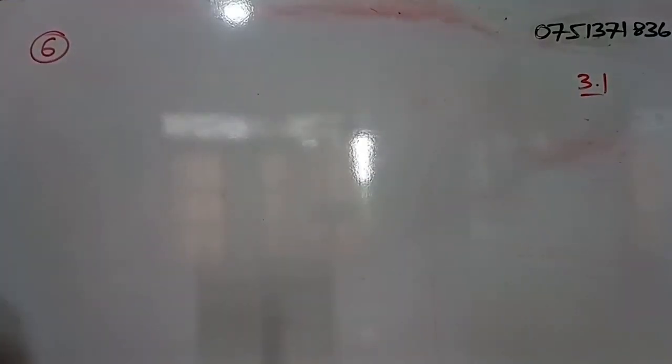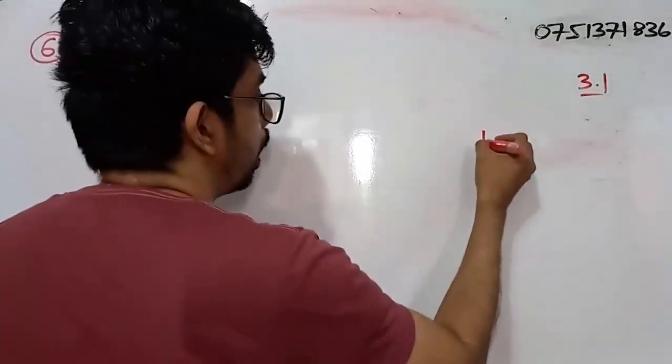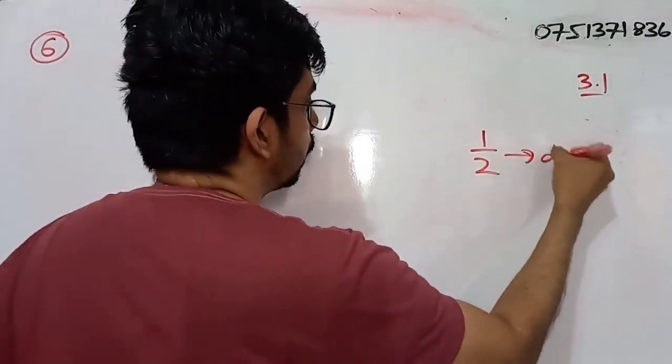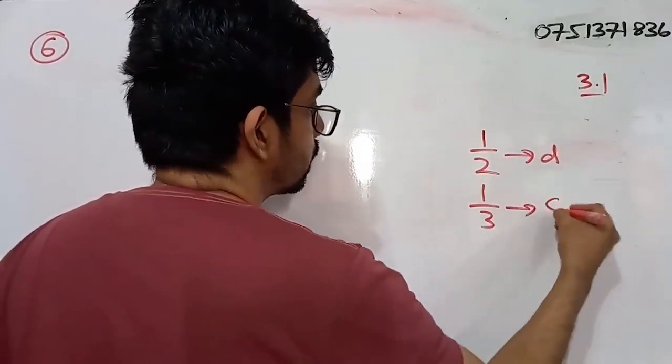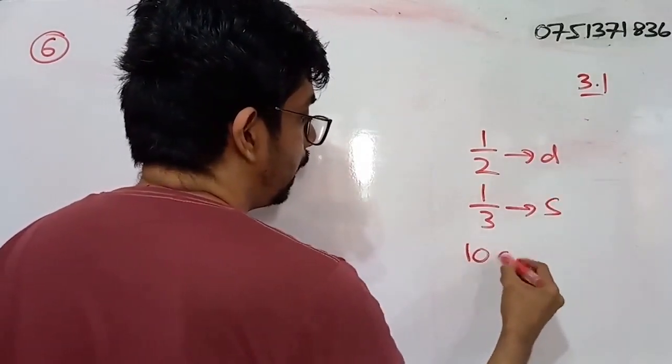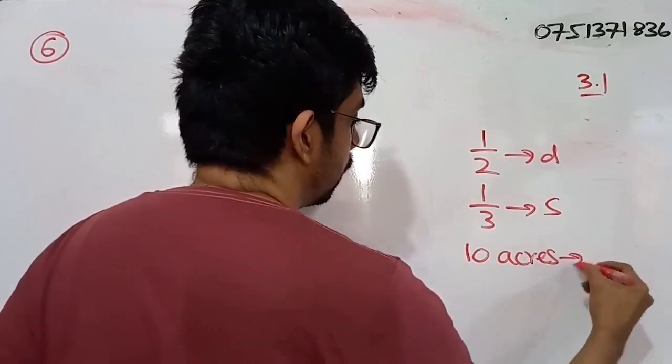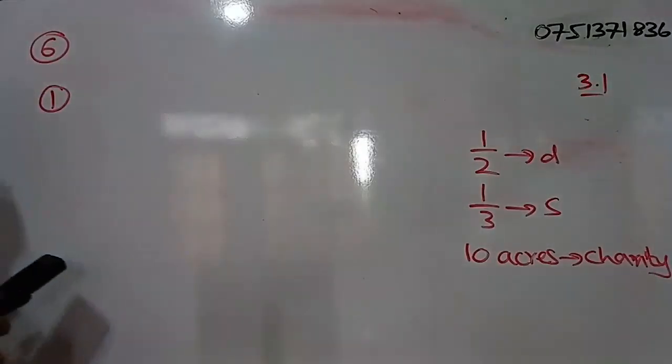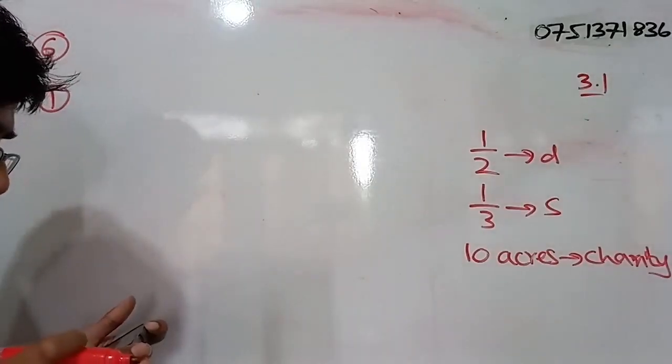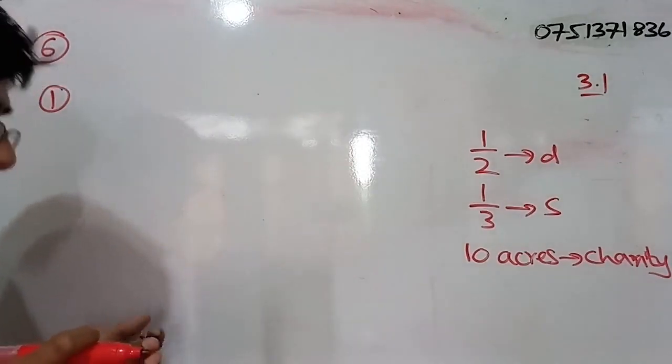Muhammad wrote exactly half of his land in his daughter's name and 1/3 of his land in his son's name. He donated the remaining 10 acres to the charity. Right, so we will sketch it down. So half went to the daughter, 1/3 went to the son, and the remaining 10 acres went to the charity. Part 1. What fraction of the total plot of land did Muhammad donate to charity?